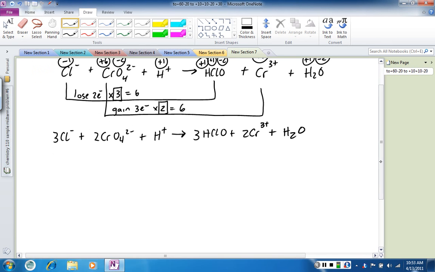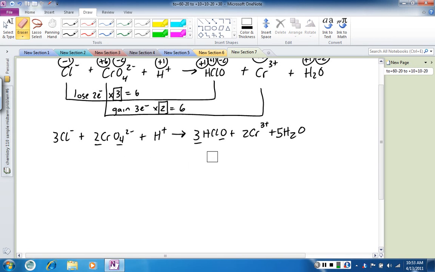Next step, we want to balance our O's since this is acidic. Over here we have 2 times 4, we have 8 O's. Over here we have 3 O's. Now I don't count the waters when I'm balancing because you're going to use water to balance. So we have 8 and 3, we need 5 waters over here to balance it. So now we have our O's balanced.